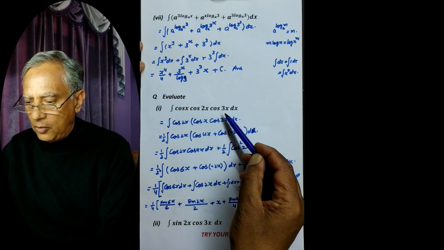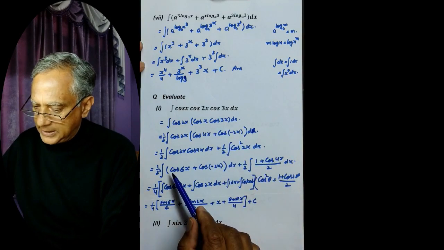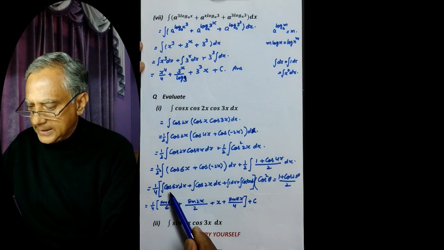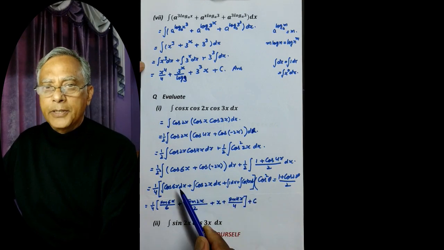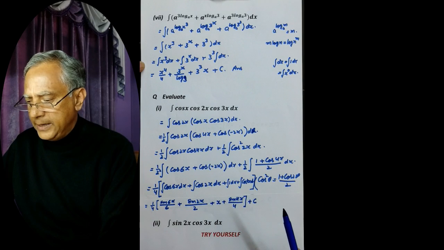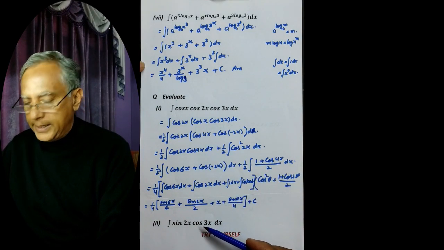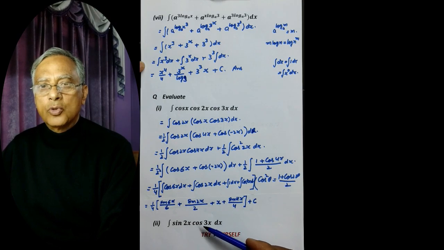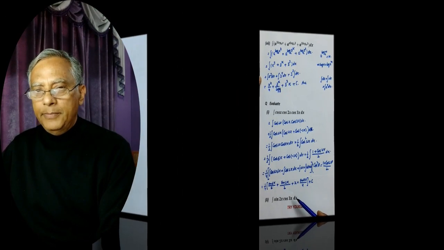Here we had product of these 3 functions. By using this formula we expressed it as a sum of these separate functions and integrated them one by one. So here also we will use 2 sin a cos b is equal to sin of a plus b plus sin of a minus b.